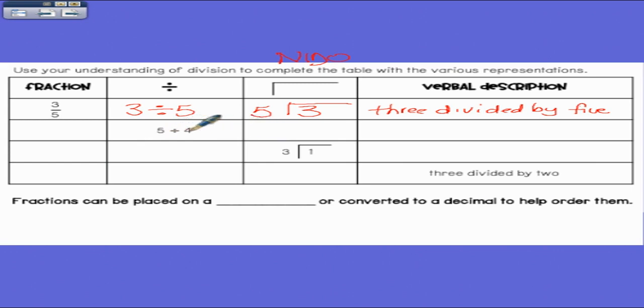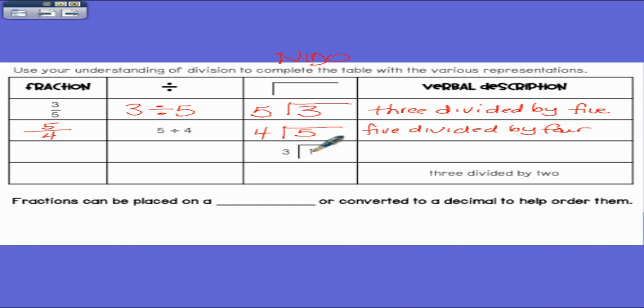Okay, this one is 5 divided by 4. The 5 goes on top, then your division symbol, then the 4. We draw our box. Numerator goes inside. Denominator goes outside. And this becomes 5 divided by 4.